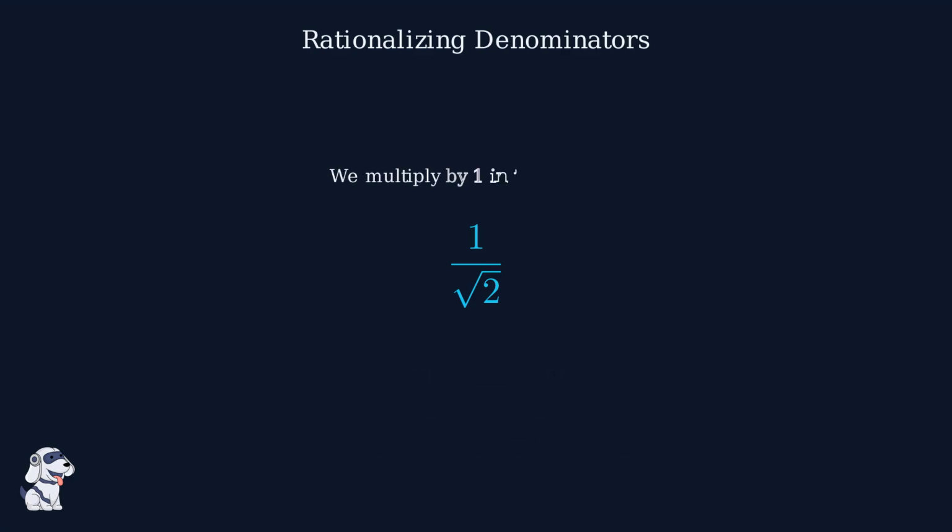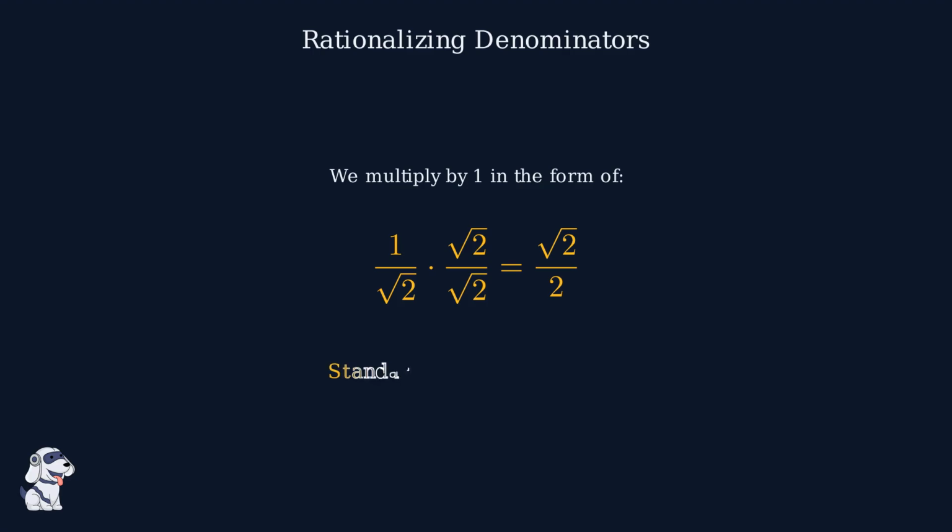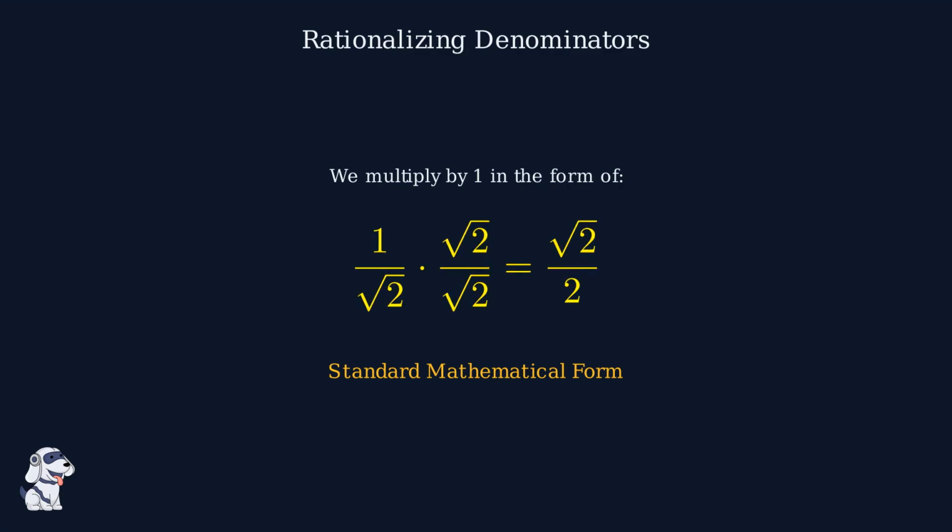To achieve this, we multiply the fraction by 1. We choose a version of 1 that turns the denominator into a perfect square, specifically the radical itself divided by itself. When we multiply across, the numerator becomes the square root of 2 and the denominator becomes the square root of 4, which simplifies to 2. This is our rationalized form. The expression is now in standard mathematical form with a rational integer in the denominator.